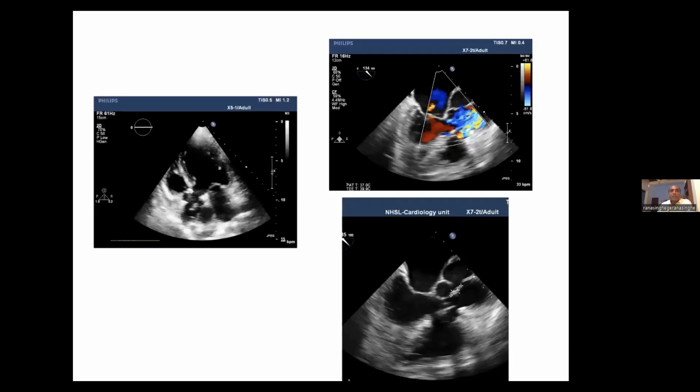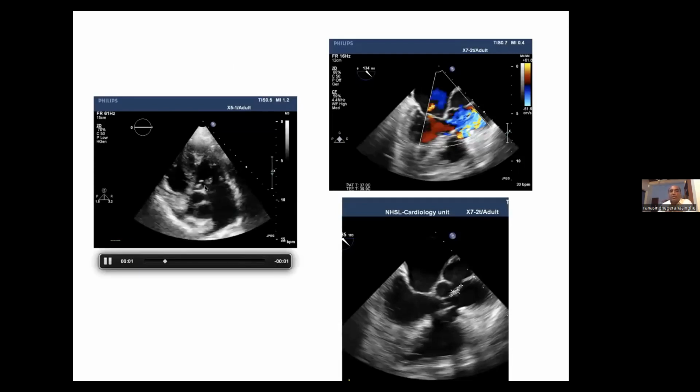So now this is a patient who was in the ward, and you can see, I don't know whether you can see my highlighter. Can you see my pointer? Right.